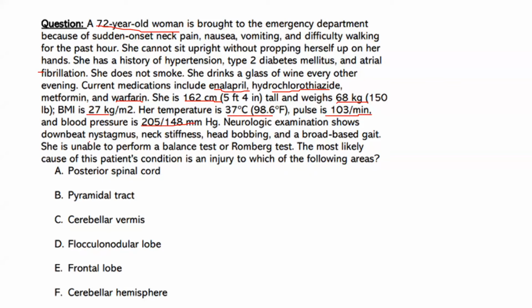Neurologic examination shows downbeat nystagmus, neck stiffness, head bobbing, and a broad-based gait. She's unable to perform a balance test or a Romberg test. Which of the following is the most likely cause of the lesion? Which of the following lesions is the most likely cause of these symptoms?